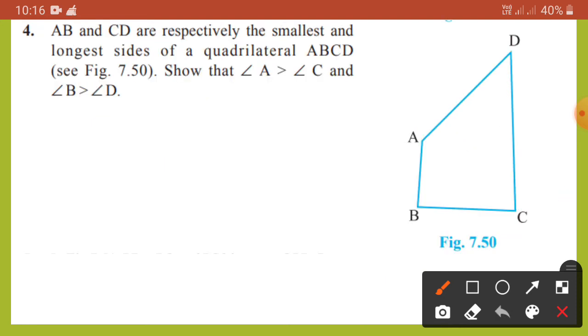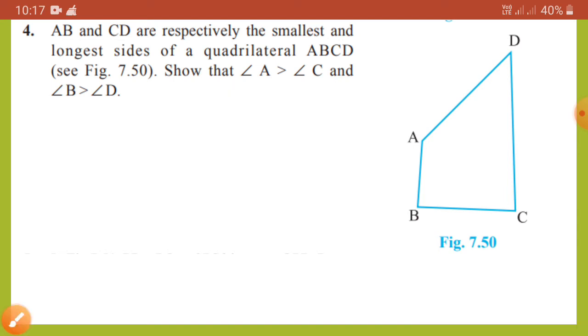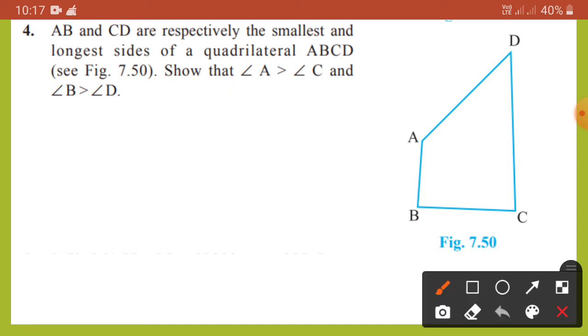Okay, question number 4. ABCD are respectively the smallest and longest sides of a quadrilateral, AB and CD, in this figure. We have to show that angle A is greater than angle C and angle B is greater than angle D. So now we are joining AC, and marking the angles 1, 2, 3, and 4.